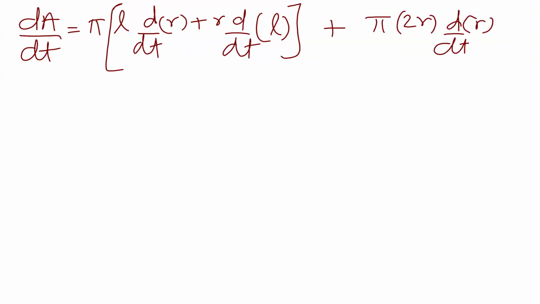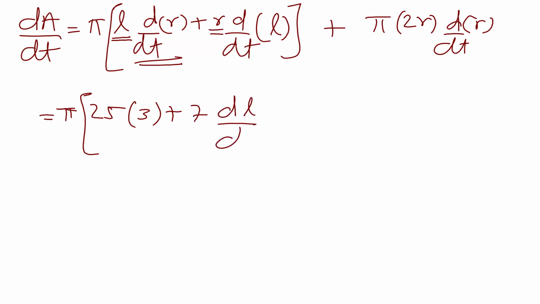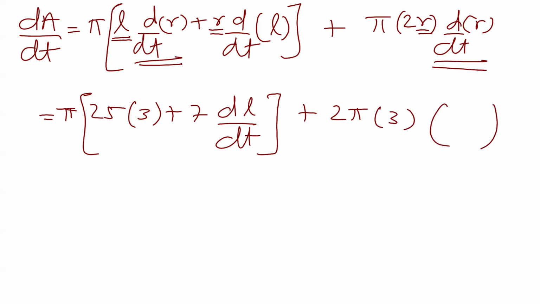Now we need to be very careful. So this is equal to pi. L, the initial value of the slant height, is 25. dr by dt, the initial value, is 3. Initial radius is 7, into dl by dt, the change in the slant height, which we don't know. Plus 2 pi, initial value of the radius is 7, and initial dr by dt is 3. I repeat, the initial radius is 7, and dr by dt is given in the problem, we have noted it down, 3.